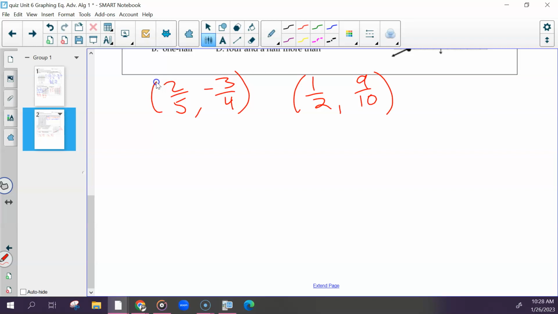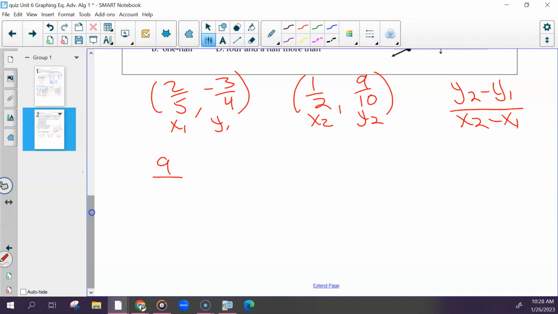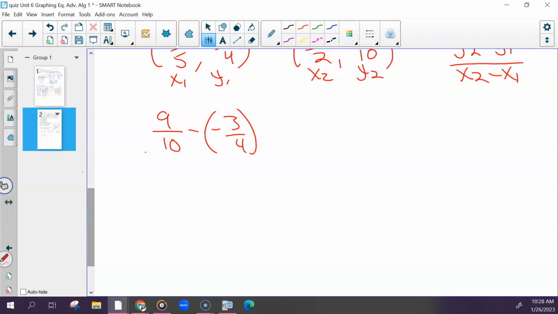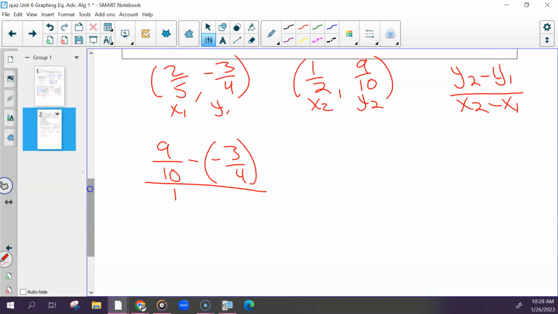Now, we just completely made this up, so I have no idea what the answer is off the top of my head. We'll work it out. Okay. Label them if you need to. Start putting it in the format, y2 minus y1. If you need to put that off to the side, you can also do that. So 9/10 minus a negative 3/4 all over 1/2 minus 2/5.